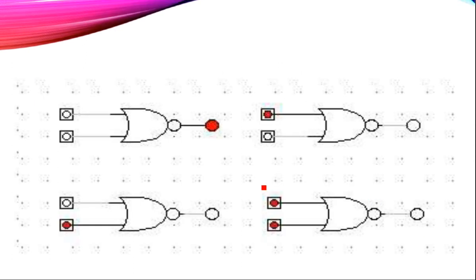And these are the simulation results. When all the inputs are high, the output is 0. And here you can see, yeah, if both the inputs are 0, the output is high. In the other 3 cases, if any one input is high, the output is always 0.